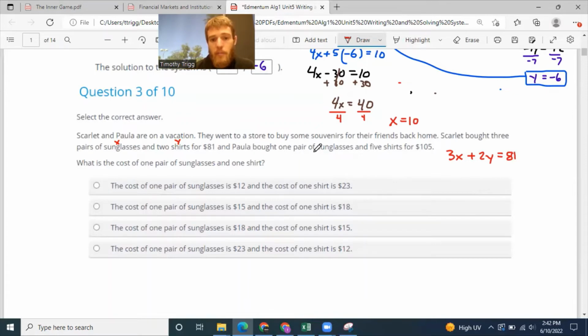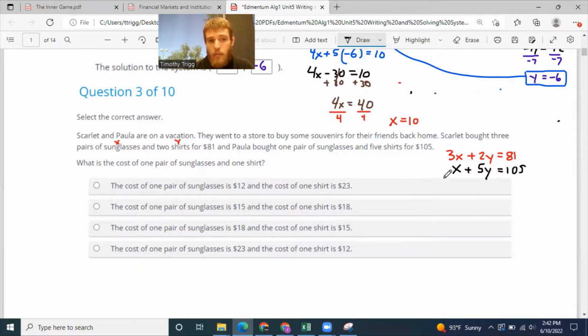Paola bought 1 pair of sunglasses and 5 shirts for $105. So what would Paola's equation look like? Well, 1 pair of sunglasses, so 1x or just x, plus 5 shirts, and the result is $105.